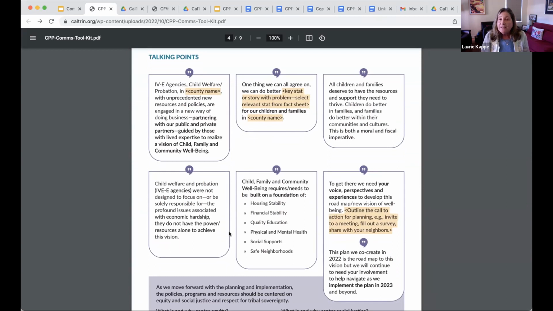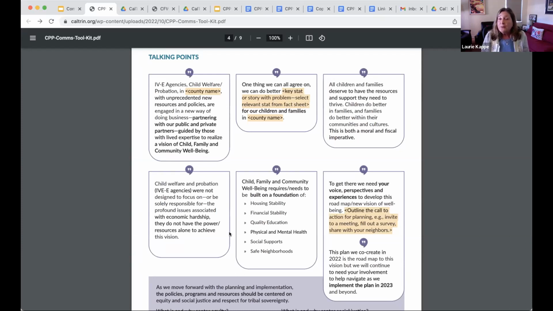As you see here, we have little things in yellow highlight. Not that you have to be robots and just repeat these things, so obviously just adapt them. But this is sort of your talking points, taking people from who you are and what this opportunity is. We've got unprecedented new resources and policies. And what do we want to do? We want to realize this vision. And remember that infographic. And then go back to your data.